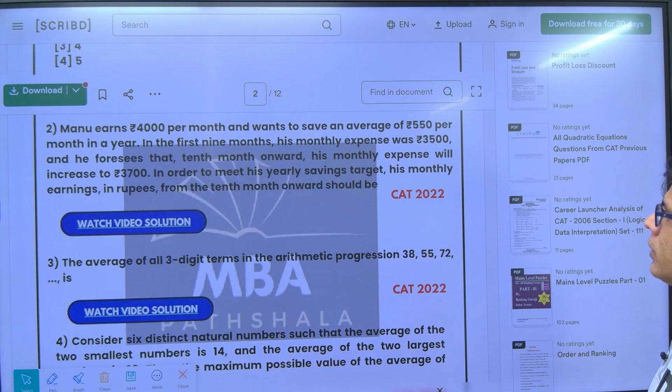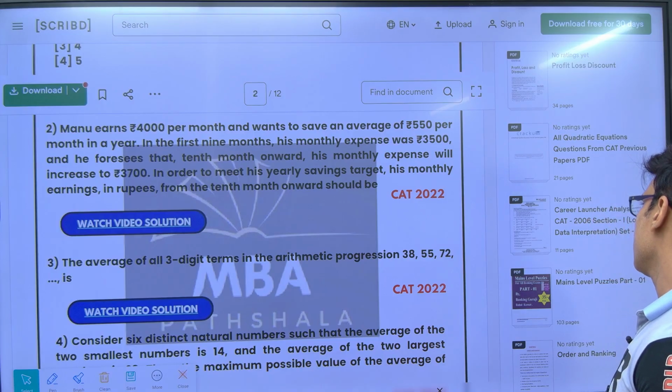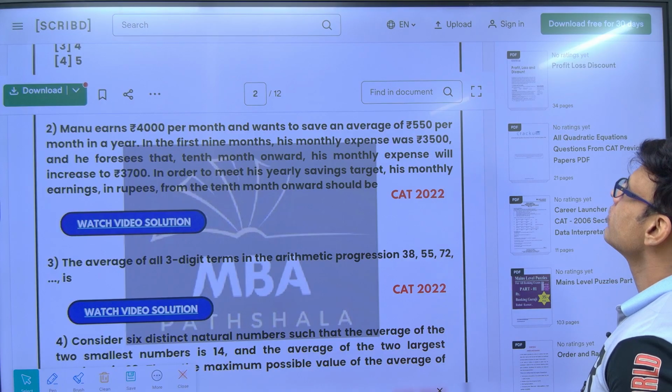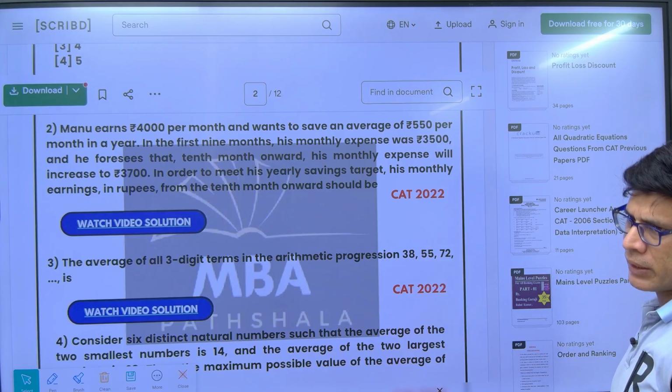First is Manu earns 4,000 per month and wants to save an average of 550 per month. So he is earning 4,000 rupees per month and at the same time wants to save an average of 550 per month in a year.